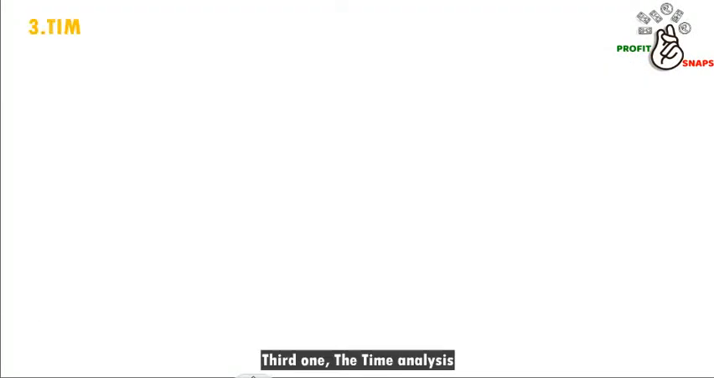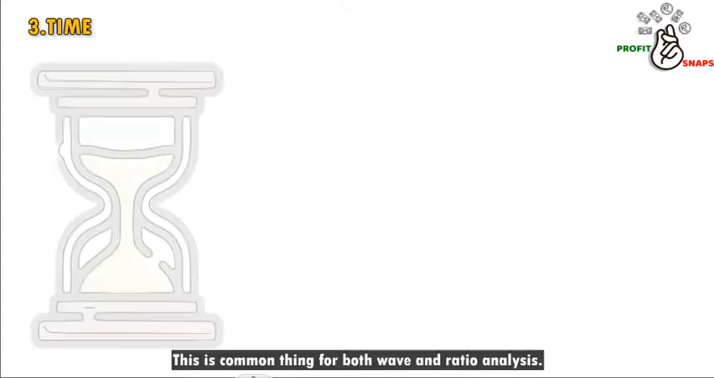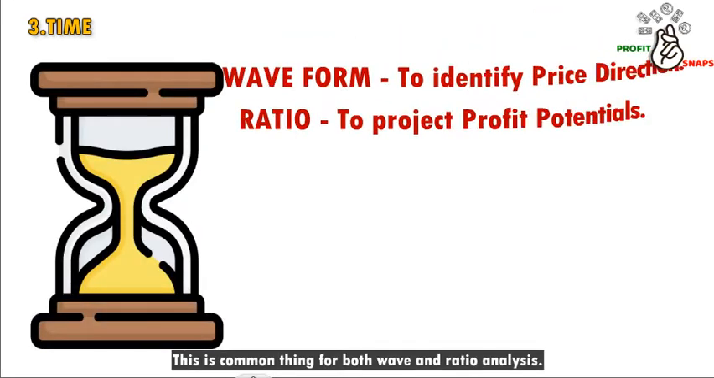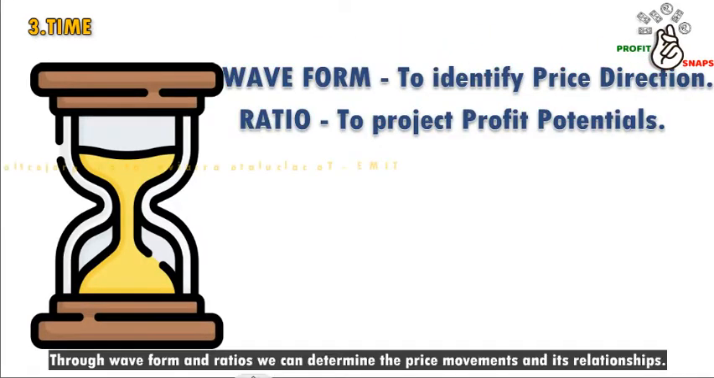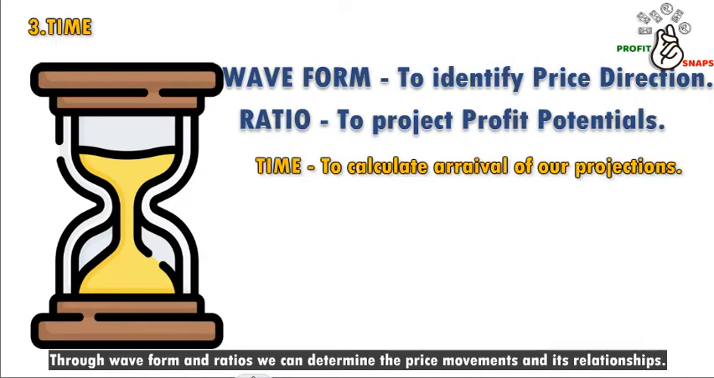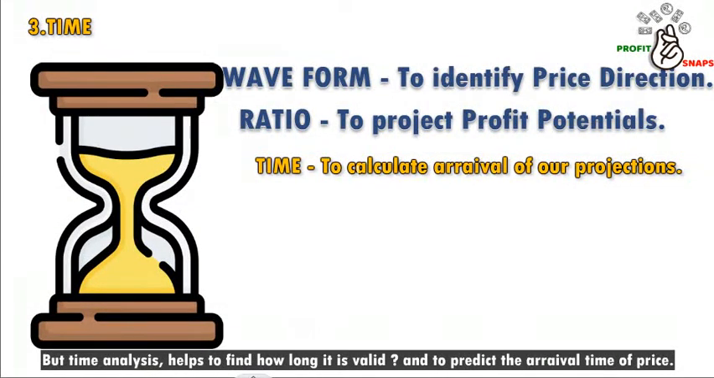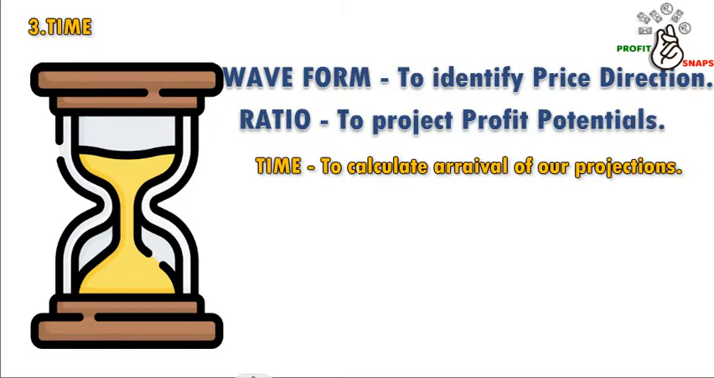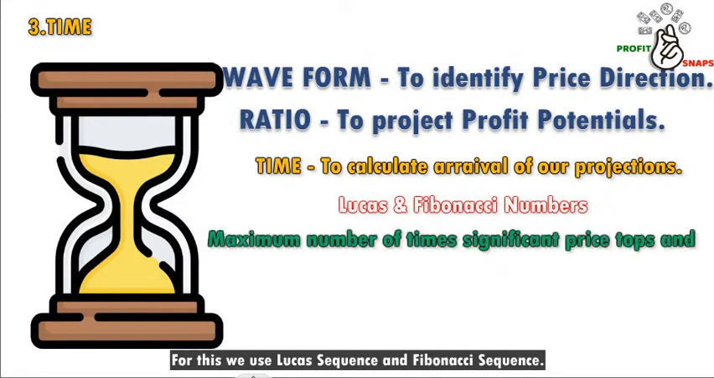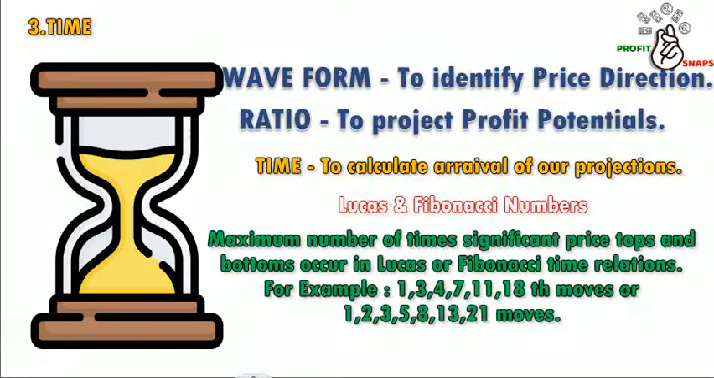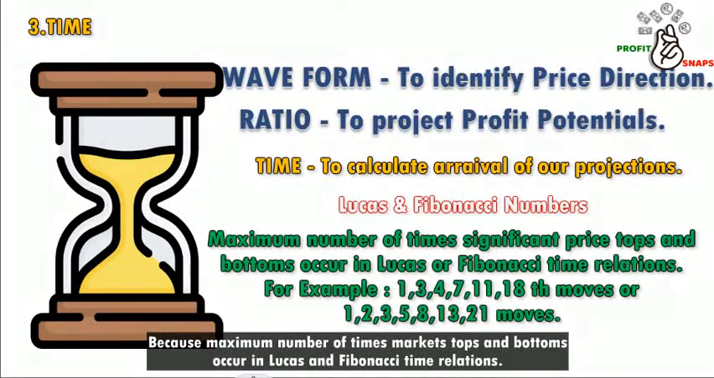Third one, the time analysis. This is common for both wave and ratio analysis. Through waveform and ratios we can determine the price movements and its relationships. But time analysis helps to find how long it is valid, and to predict the arrival time of price. For this we use Lucas sequence and Fibonacci sequence, because maximum number of times markets' tops and bottoms occur in Lucas and Fibonacci time relations.